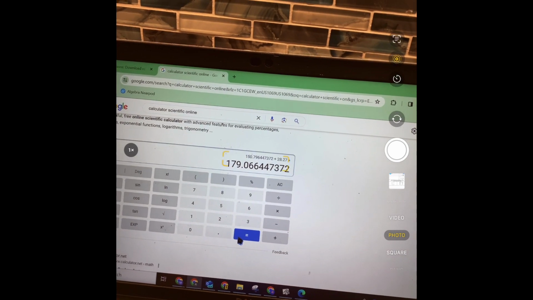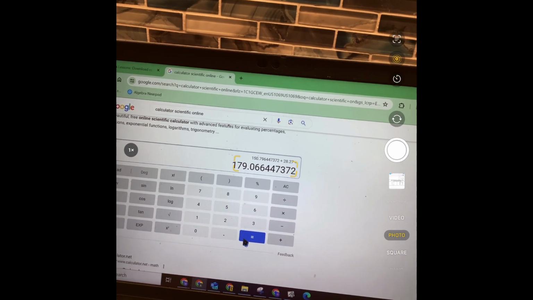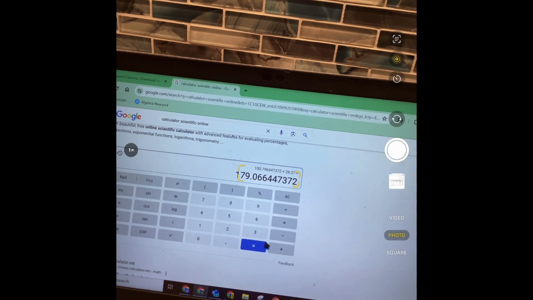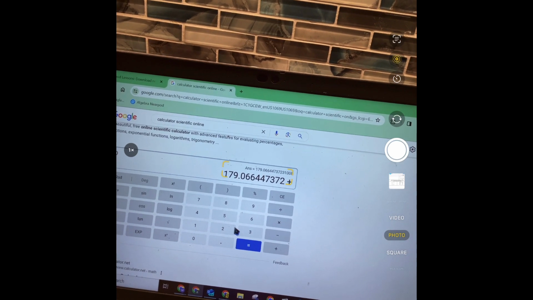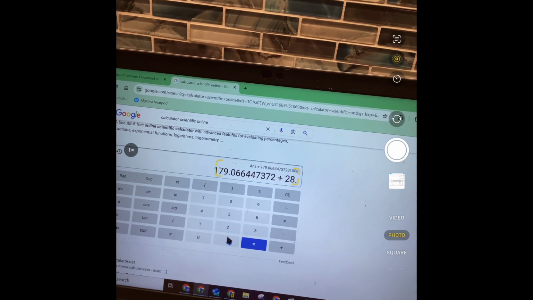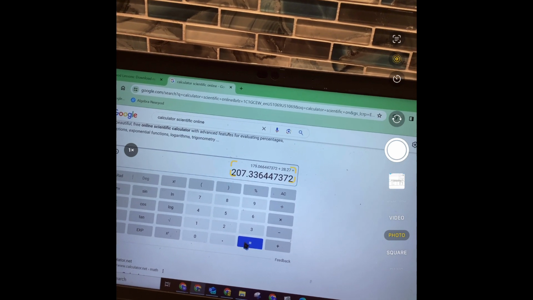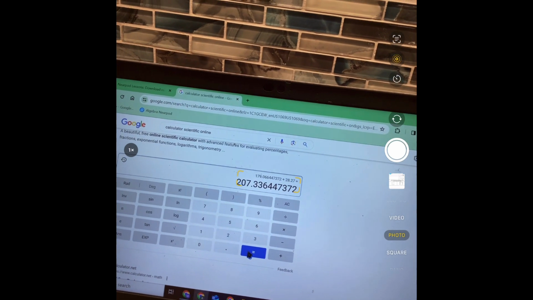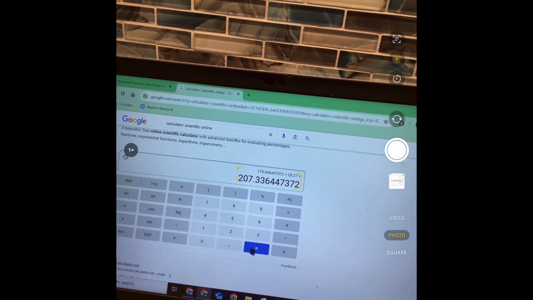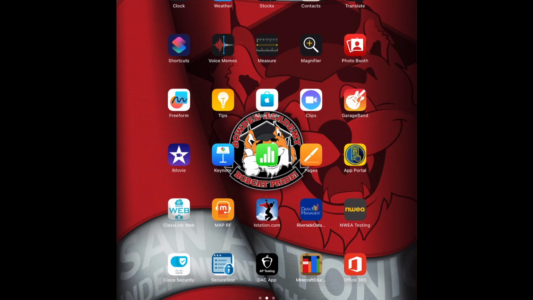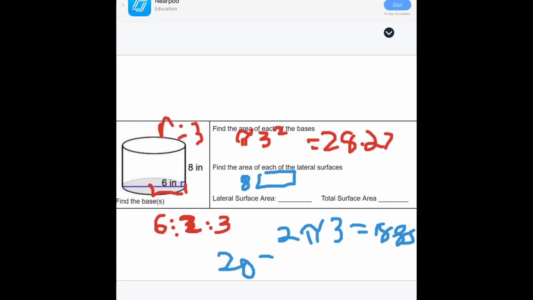I didn't add the second circle. How many of you actually caught that? How many of you realized that I only added one circle? You have to add both. That mistake right there is something that, again, I have seen too many people make. They only add one base. They get a number that's a little bit off, and it messes them up, okay? Make sure you know how many bases you have so you know you need to add it twice. Now that I've added it twice, the 207.34, that's my total surface area.